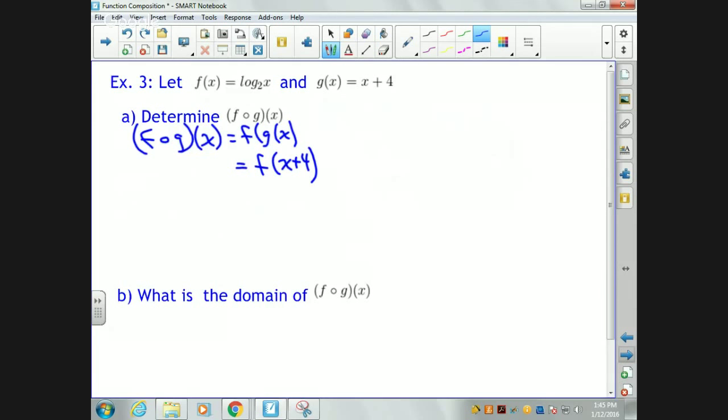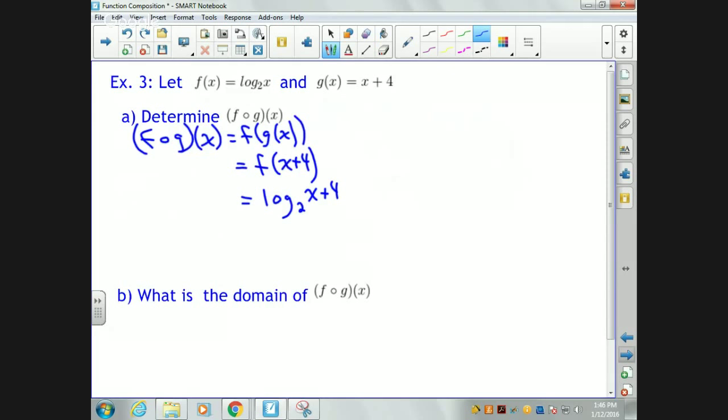Here's another way. I probably could have written it this way before. I didn't, but some of you like to have things broken down step by step, neatly organized. g of x is just x plus 4, so we want to substitute an x plus 4 into f. I think some of you might want that. Then you substitute everywhere you see an x in f, replacing it with an x plus 4. So we get the log of x plus 4, base 2.